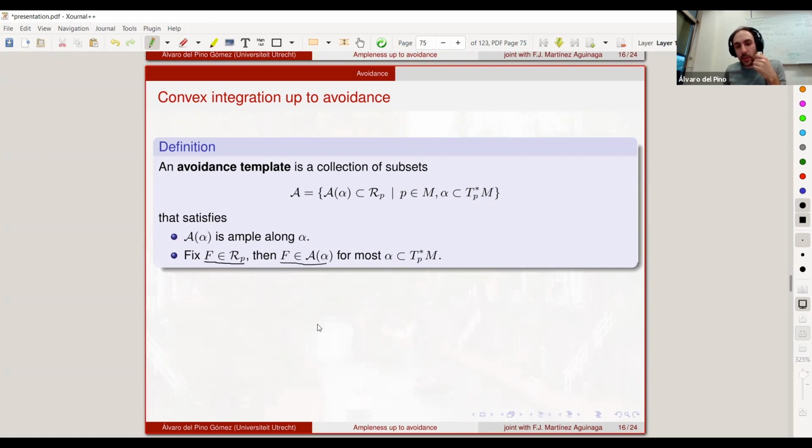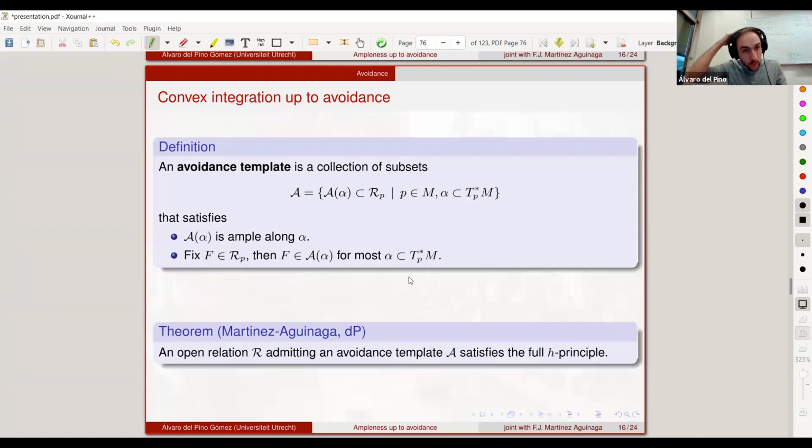This realizes the idea that I was carving out stuff because there are a few subspaces that are bad, and it quantifies that it's not too much, that indeed it's small in a way. What we've proved, Xavi and I, is that if you have an open relation that admits an avoidance template, then you have the full h-principle because convex integration applies. And admitting an avoidance template is exactly what we call ampleness up to avoidance.